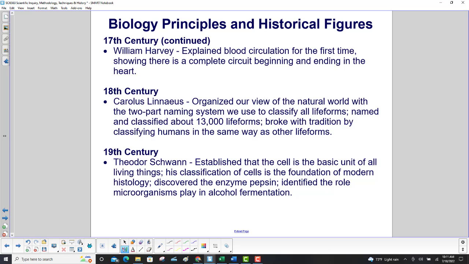19th century, Theodor Schwann established that the cell is the basic unit of all living things. His classification of cells is the foundation of modern histology. He discovered the enzyme pepsin and identified the role that microorganisms play in alcohol fermentation.